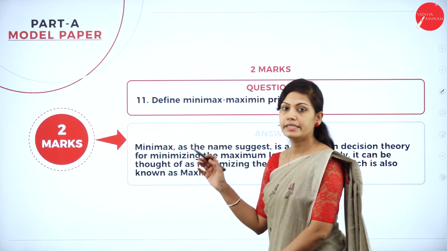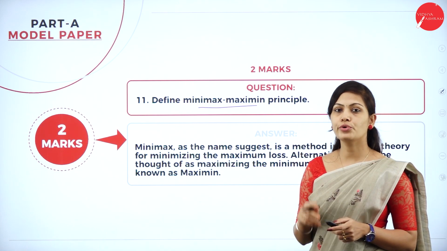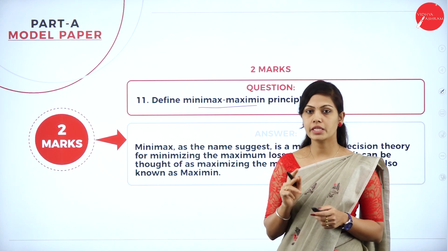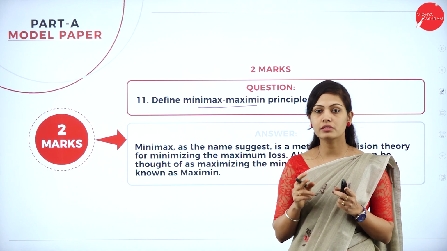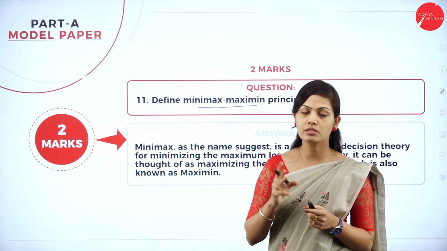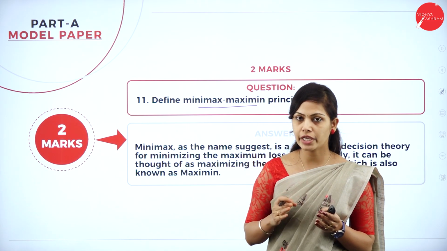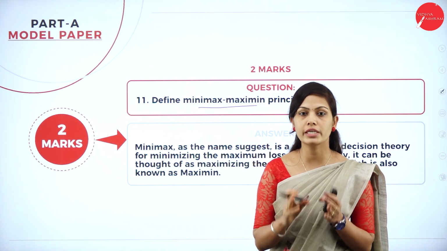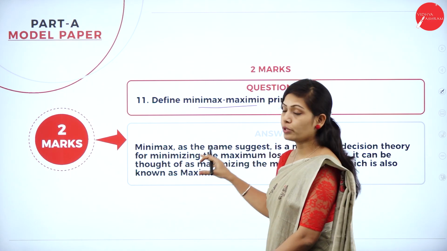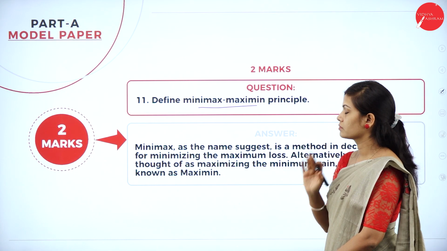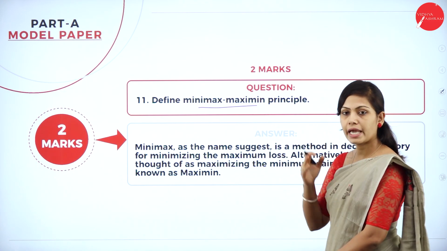And the next question is, define minimax maximum principle. In every unit, you can expect 3 questions. In the first unit, you will get three 2 marks questions, and in the second unit, three 2 marks questions. In the third unit, 3 questions, and in the fourth unit, 3 questions. So 3 into 4, that is 12 questions. Clear? So in every unit, you can expect three 2 marks questions. You can attend any 10 questions.